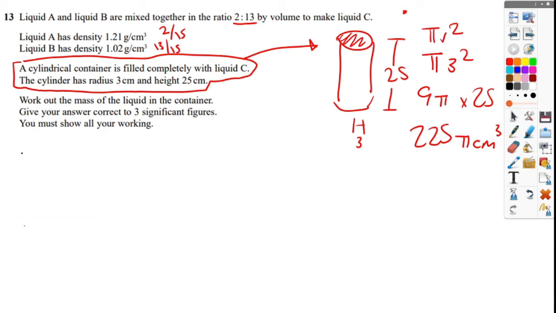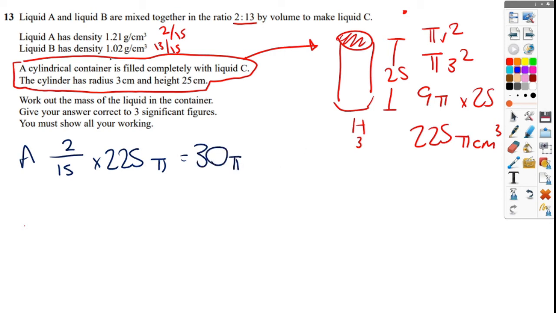Change this to blue. Right, so liquid A. I know it's going to be 2 out of 15 of the total, which is 225 pi. So A, 2 over 15 times 225 means it's going to take up 30 pi.